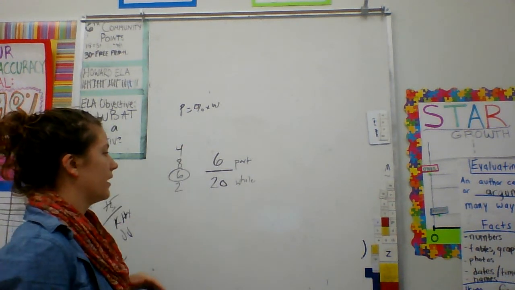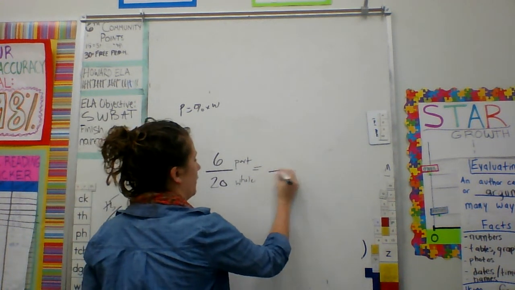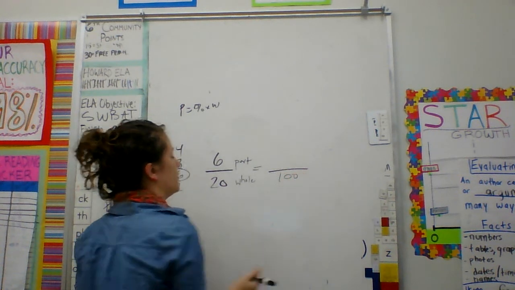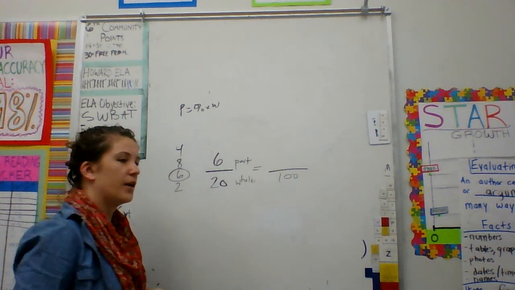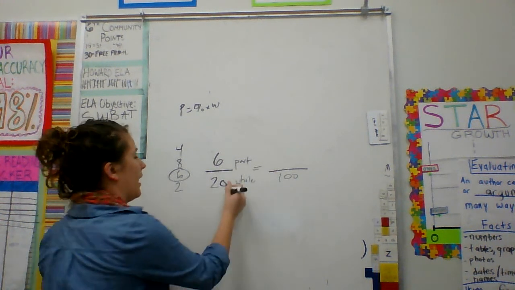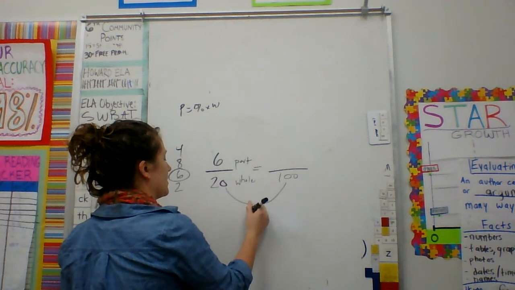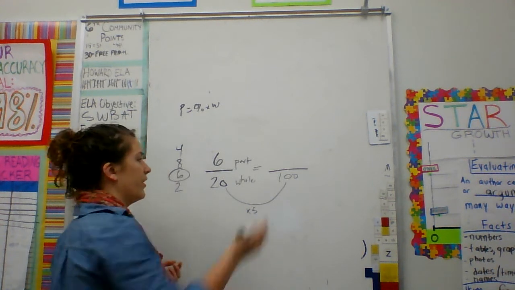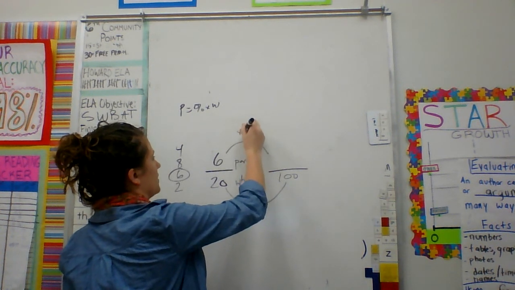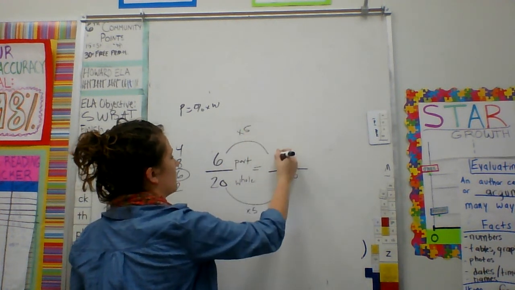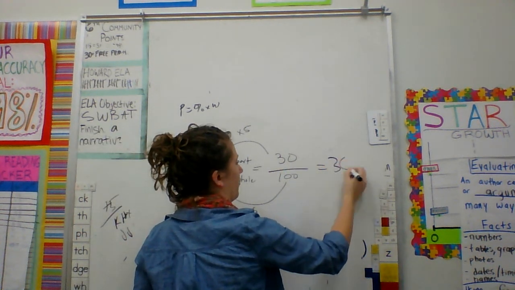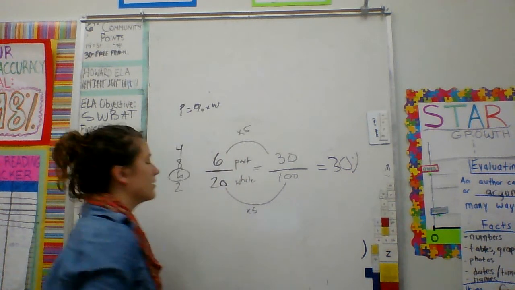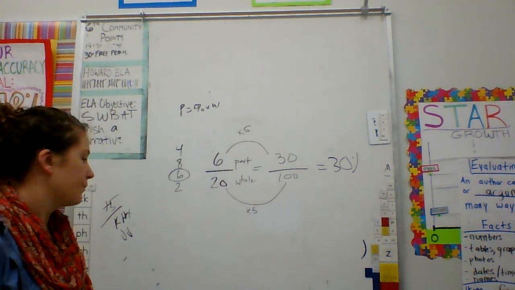6 out of 20. I know percents are always out of 100. So if I could figure out what this is equivalent to over 100, I can find my percent. I can go from 20 to 100 by multiplying times 5. So I will do the same thing on top. 6 times 5 gives me 30. 30 out of 100 is equal to 30%. There's our answer to problem 1.